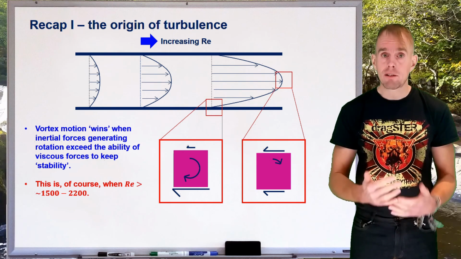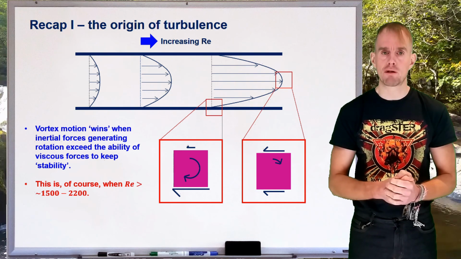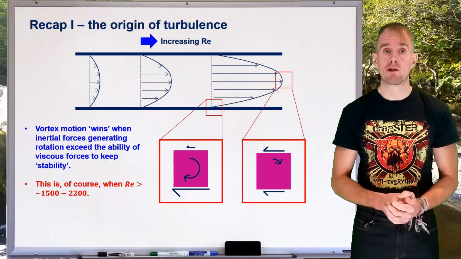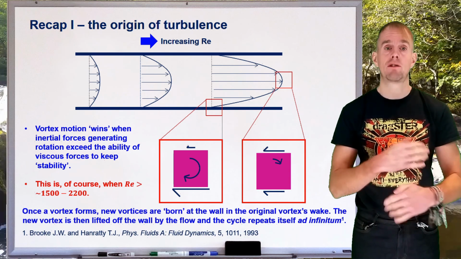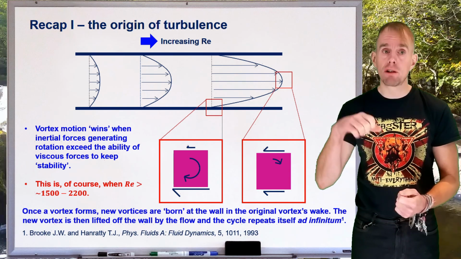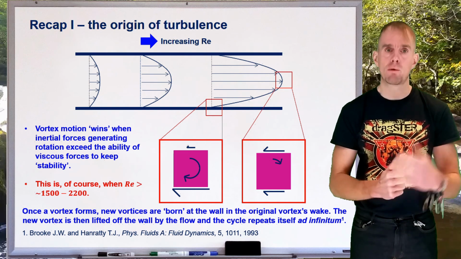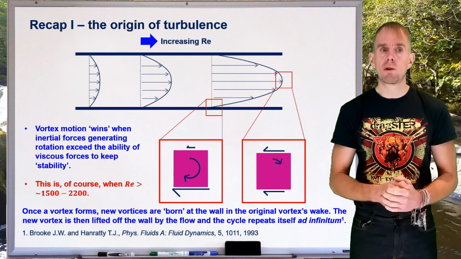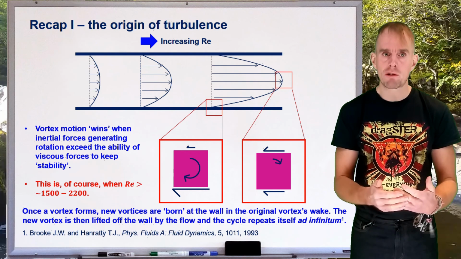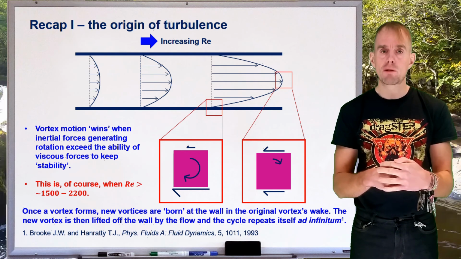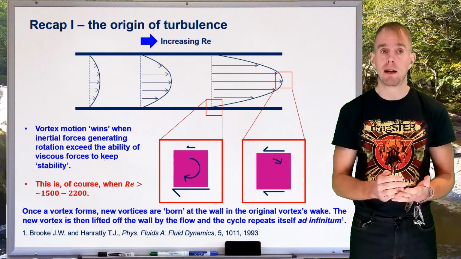When we hit that magic Reynolds number, somewhere between 1500 and 2200 depending on our geometry, rotation wins at the wall of the geometry. And what happens is a vortex is born at the wall. A vortex is described as being shed. As soon as the first vortex is shed, the act of shedding a vortex triggers other vortices to be shed as well. So you have this domino effect where the shedding of the first vortex trips another vortex, which trips another vortex, which means in an incredibly short space of time, your entire flow becomes turbulent.